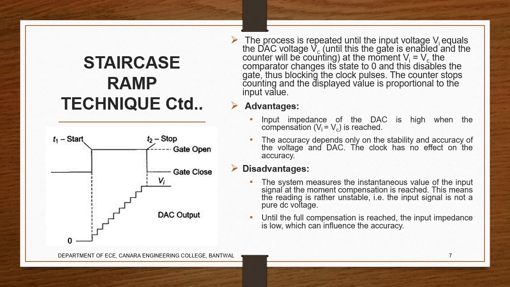Remember one thing in the staircase ramp: Vi equals Vc, you need to compare that. When Vi equals Vc, the gate is closed. Till then, measure a moment of instantaneous voltage, measured, constant, again the same. Again at the next moment, instantaneous voltage, measure, stop. This is done with respect to the clock. I can give an example of that.